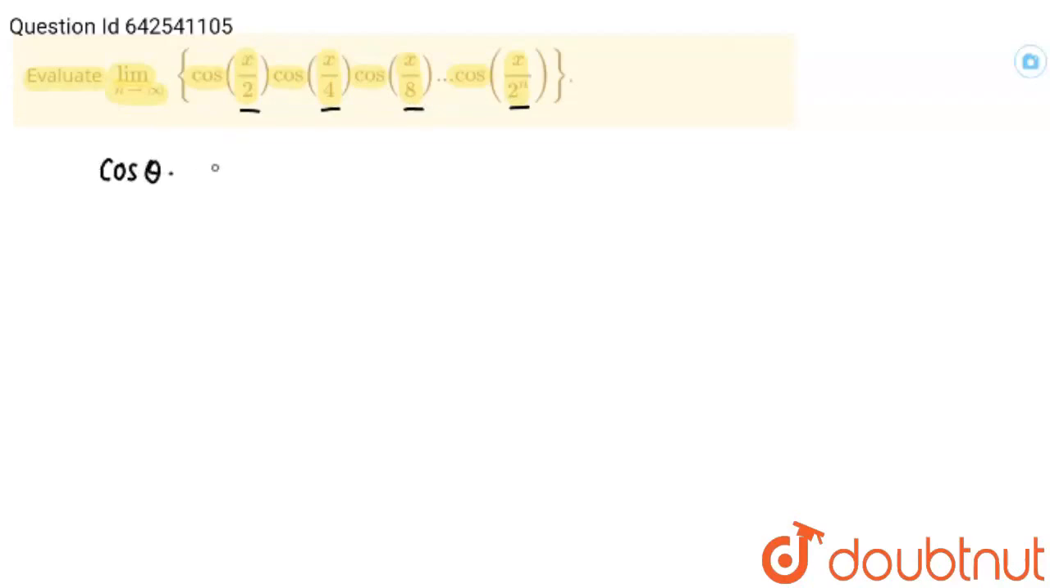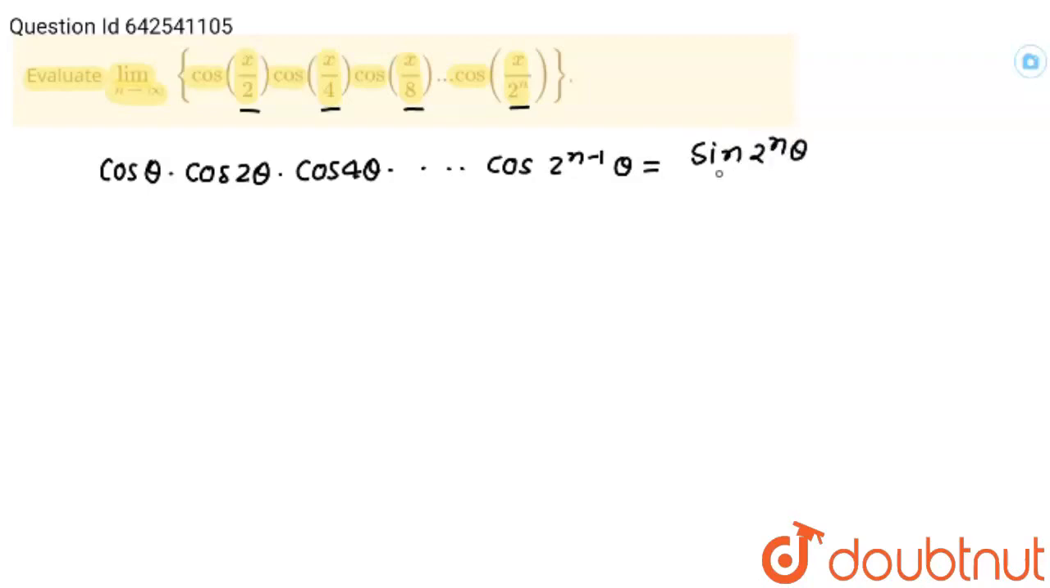cos θ into cos 2θ into cos 4θ, till cos 2^(n-1) θ, is equal to sin(2^n θ) upon 2^n sin θ. No problem.